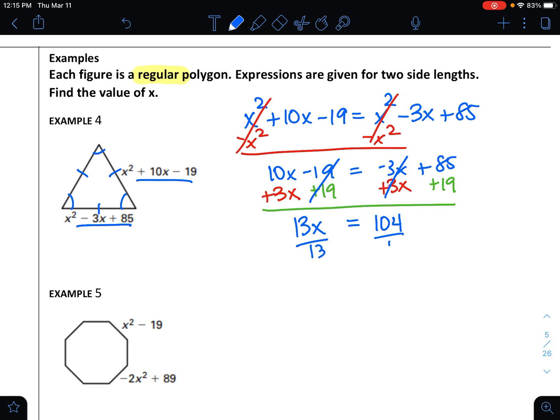Okay, now you're going to divide off your 13, and 104 divided by 13 is going to give us exactly 8. Okay, so x equals 8. Okay, will you please look at number 5? Pause the video, try 5, and then come back.